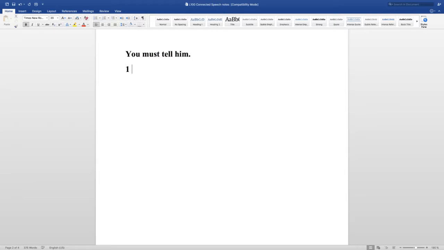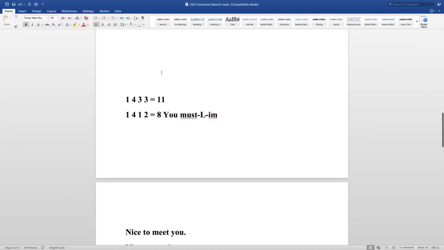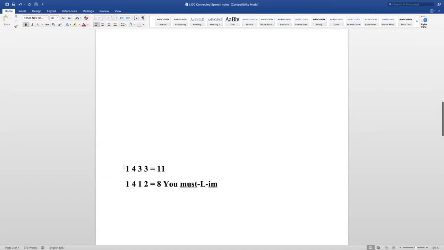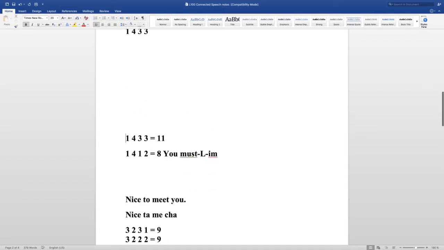Then how many in "must"? Must. So about four: m, u, s, and t, right? Okay, so the next one is "tell": t, e, l. So about three there as well. And "him": h, i, m. So three there as well, I think. Yeah. So we'll move this up to kind of get the sense of it here.